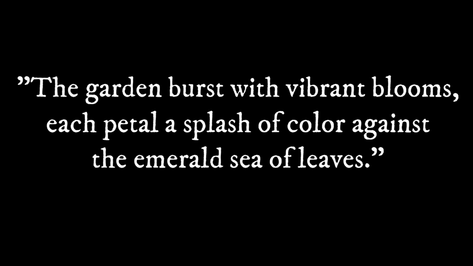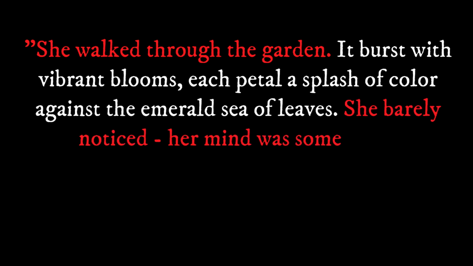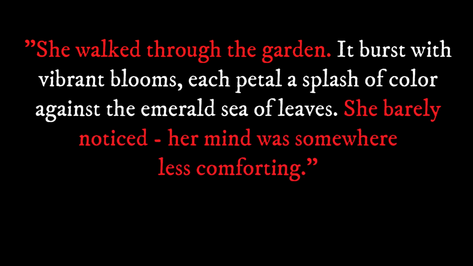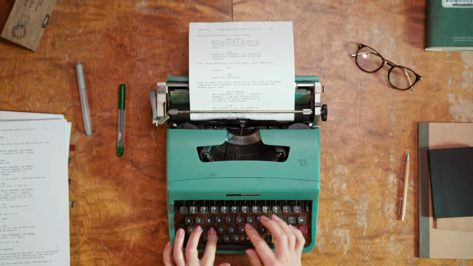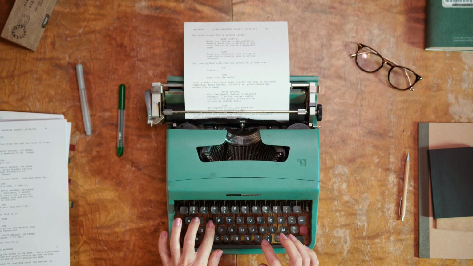So let's take that early description, which was describing a garden and how it burst with vibrant colors, but this time we're going to add some short sentences on either side of it. The first part establishes what the scene is, a character walking through the garden. The second part vividly describes said garden. And then third, it gets straight to the point with the character and with some plot information. So, as this character walks through the garden, they barely notice this array of colors around them. Her mind was somewhere less comforting. A great use of vivid description, but without overwhelming the reader with boring details.